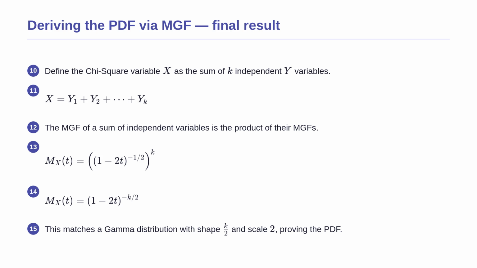The final expression perfectly matches the blueprint of a specific gamma distribution, which proves that our chi-square PDF must be exactly the gamma PDF we saw earlier.